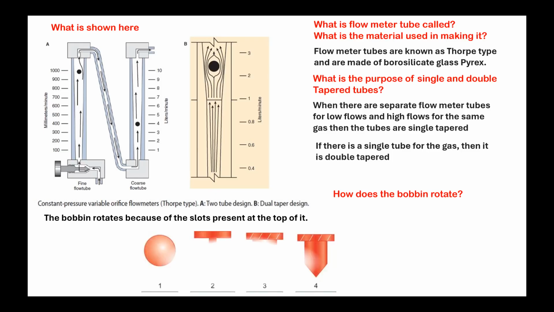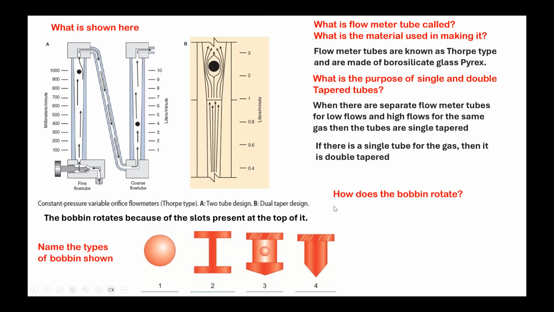Because of the slots present in that. If you see here, you can see these are all the cuts that are present in the top portion. It is like a conical shape. This is the normal bobbin that you'll be seeing in your machines. We don't see the ball type or this eye type in many of our machines. So it may be either of these two. And it has got a slanting groove on the upper one. So when the gases flow through this groove from down, it rotates the bobbin.